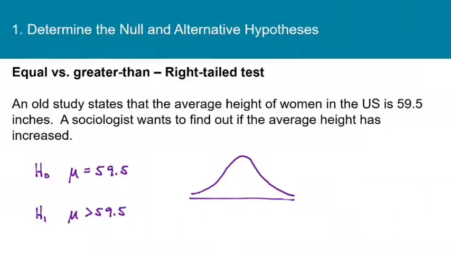Now, when we draw our diagram for this situation, we would end up shading the right end of the diagram because we're interested in finding the probability that mu is greater than 59.5. And so you can see now why this is called a right-tailed test. So with the not equal to sign, that's a two-tailed test. With the less than sign, we have a left-tailed test, and with the greater than sign, we have a right-tailed test. Both the left-tailed and the right-tailed tests are sometimes referred to as one-tailed for obvious reasons. Only one tail would be shaded.